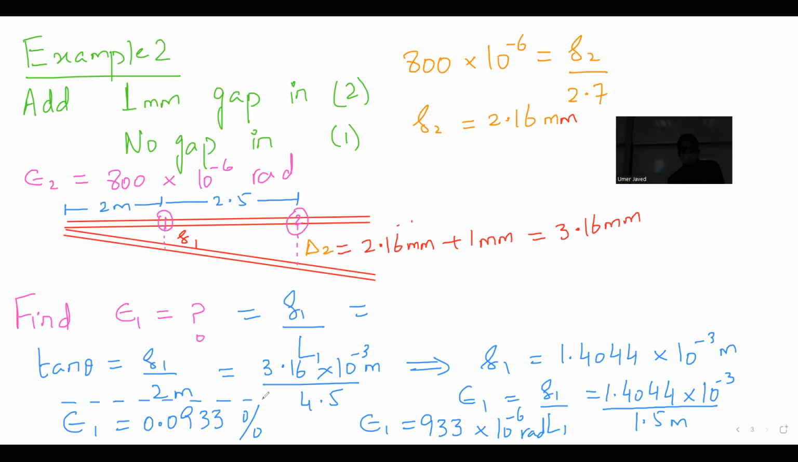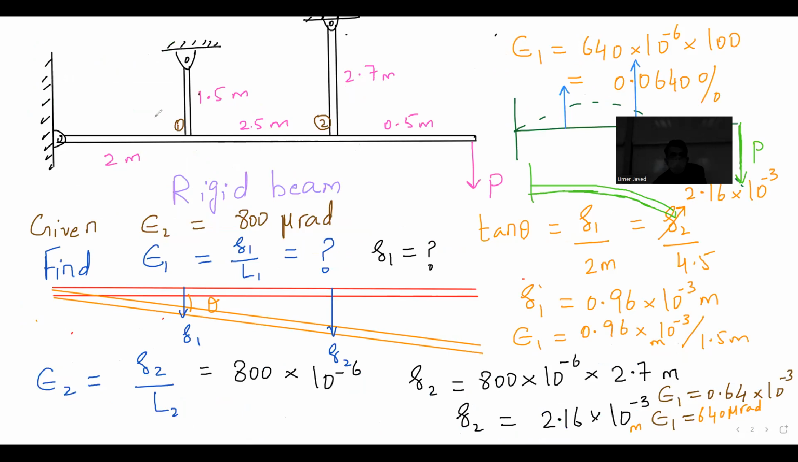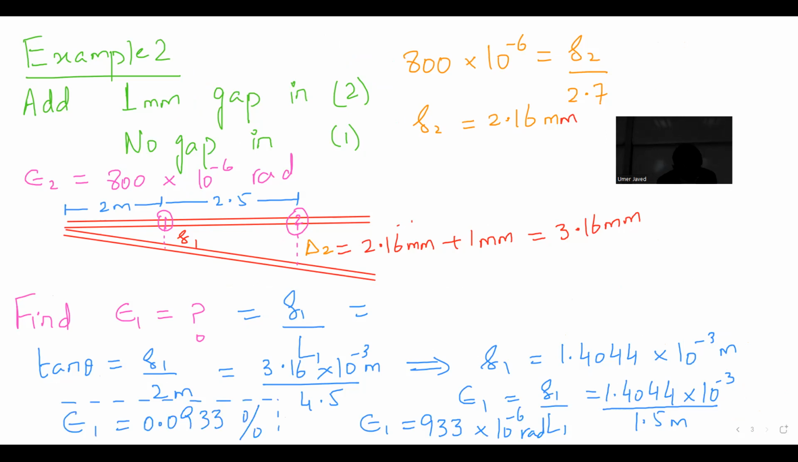Correct? Yes? No? Where did 1.5 come from? I think it's the length of the rod. Yeah, hang on. Let's see. Yeah, this one. This is 1.5, this is 2.7. This is the length of the rod, 1.5, and this is the length of the rod, 2.7. Correct. Should we proceed?